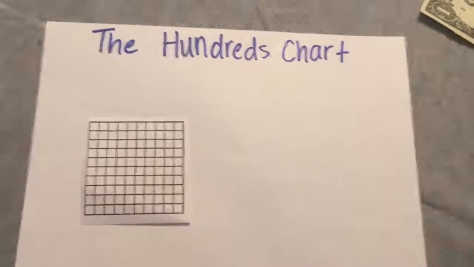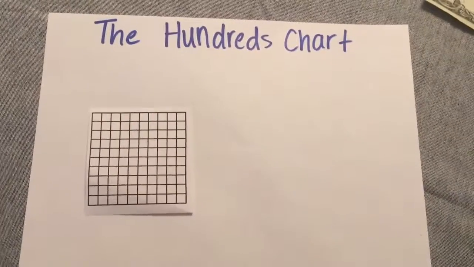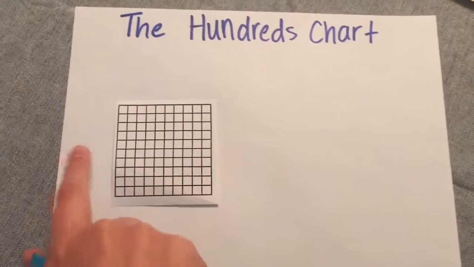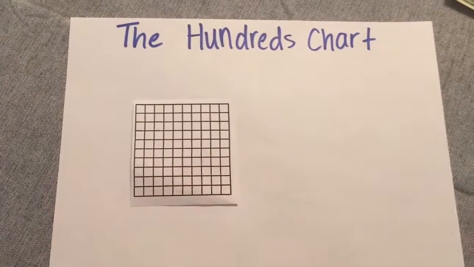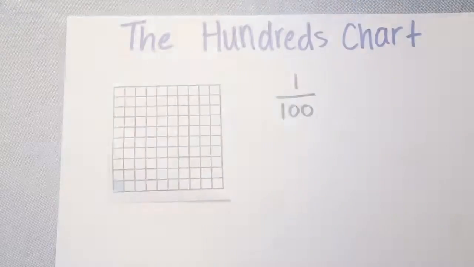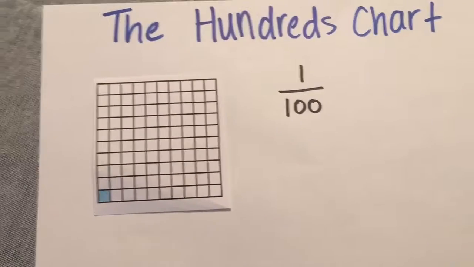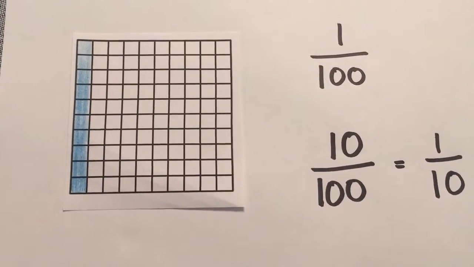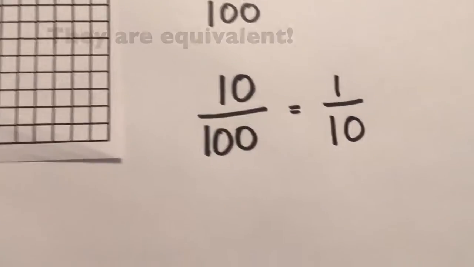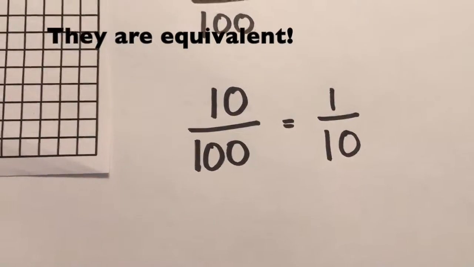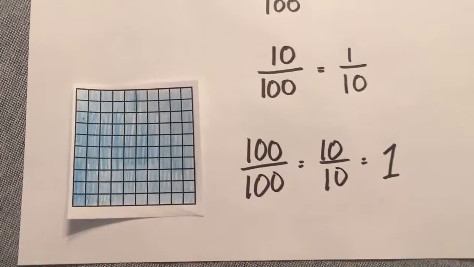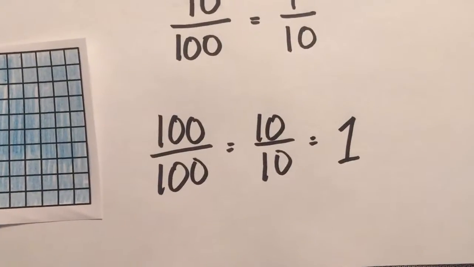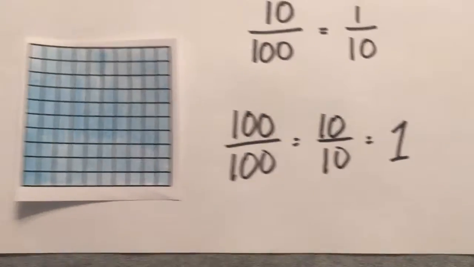Next, we started shading in hundreds charts to help us understand what these fractions actually looked like. So right now this one's blank. This would represent nothing, 0. If I shade in 1 unit, that represents 1/100th. If I shade in a full rod or 10 units, that would be 10/100ths or 1/10. If I shade in the entire chart, the whole thing, that's 100/100ths, 10/10ths, or 1 whole.